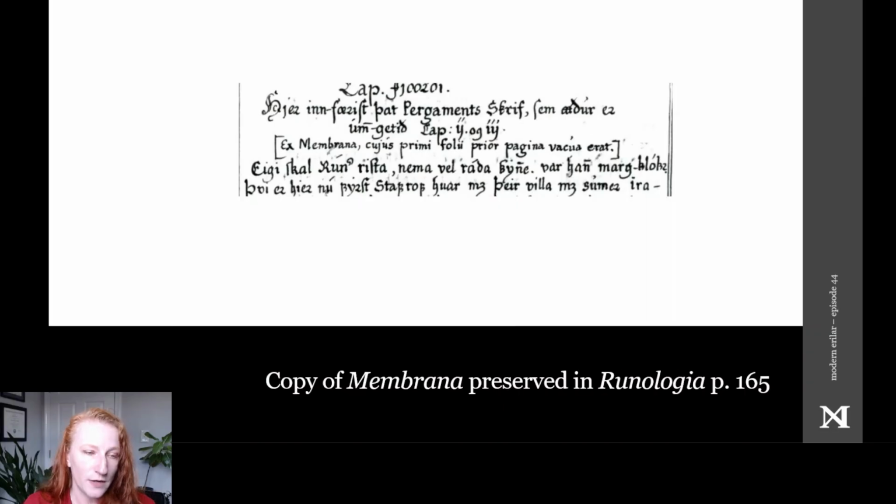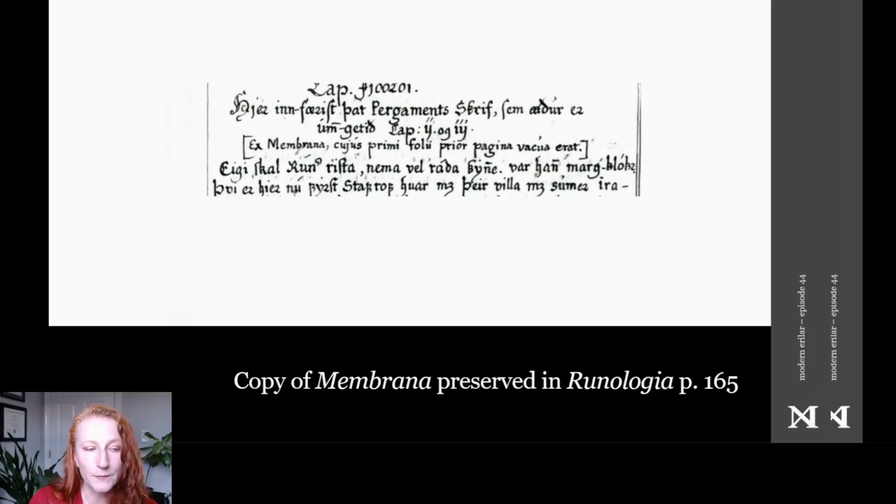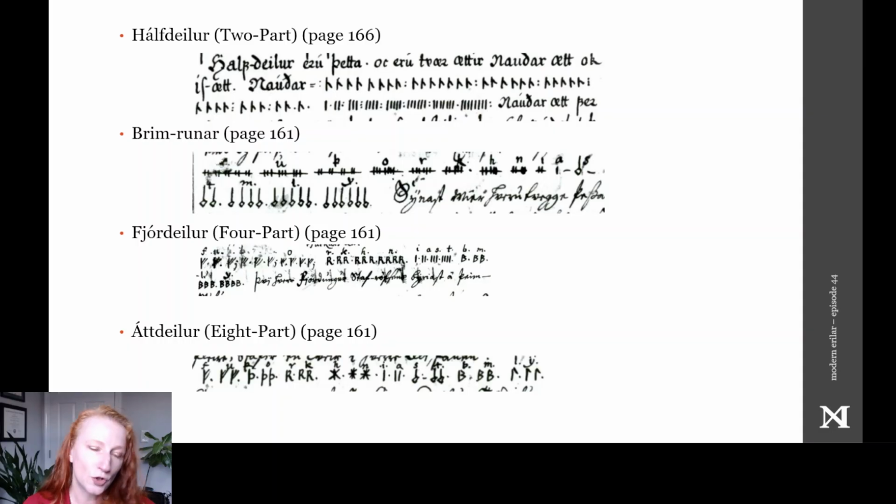On pages 165 and 167, Ólafsson attempts to record faithfully the existing version of an otherwise lost runic treatise from around or shortly before 1550 called Membrana, as well as 2 other short paper manuscripts also likely now lost. These 3 manuscripts show us that in the 16th century, something changes with runic usage. Rune scholars start to experiment with new and different divisions of the Futhark that divide the Futhark differently to our familiar 3-8s.